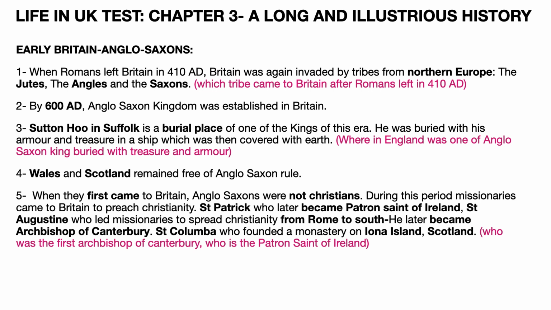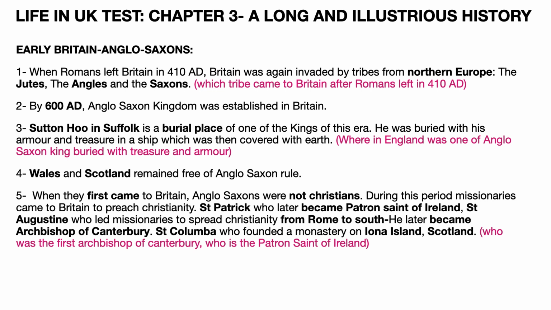After the Romans came the Anglo-Saxons. When the Romans left Britain in 410 AD, Britain was again invaded by tribes from northern Europe, and these included Jutes, Angles, and Saxons. So the question asked is which tribes came to Britain after the Romans left in 410 AD? These include the Jutes, the Angles, and the Saxons. Or where did these tribes come from? They came from northern Europe.